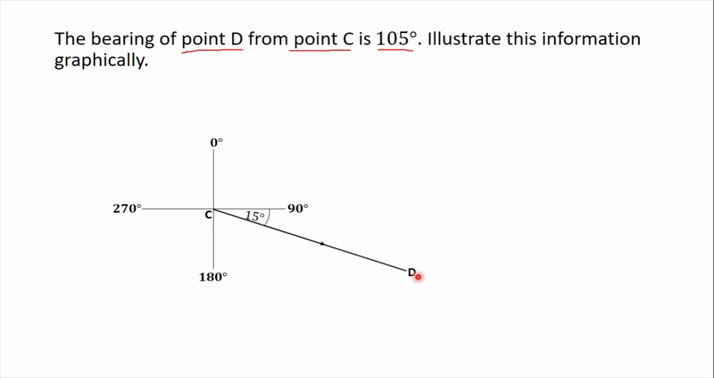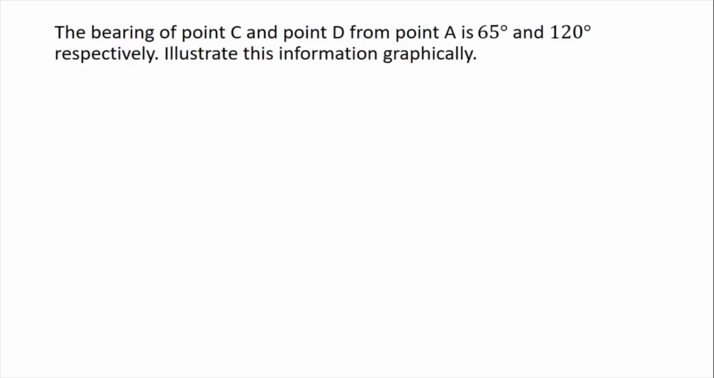So this is how to represent the bearing of one point from another on a diagram. The bearing of point C and point D from point A is 65 degrees and 120 degrees respectively. Illustrate this information on a diagram. We have the bearing of point C and point D, and both of these bearings are taken from point A, and the angles are 65 degrees and 120 degrees respectively. And we are supposed to represent this information on a diagram.